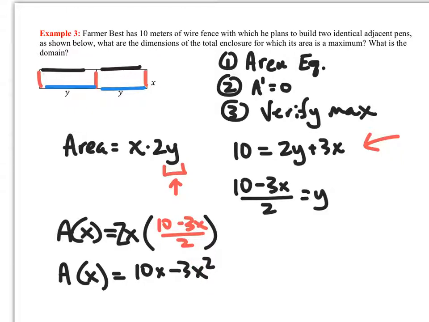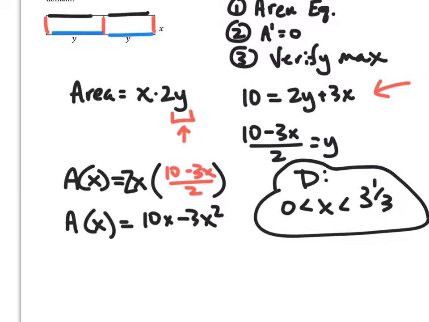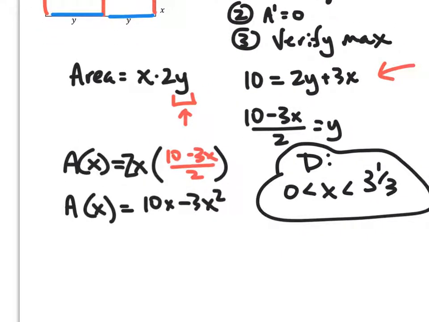So before we move forward, we have to talk about the domain for x. The domain for x would require x to be between 0 and 10/3, or 3 and 1/3. The reason it could not be equal to 3 1/3 is if I divided that 10 meters of fencing between these three values for x, I wouldn't have anything left for y. So this is our domain right here. So if we get a value where the derivative is equal to 0 outside of that, we don't need to consider it at all.